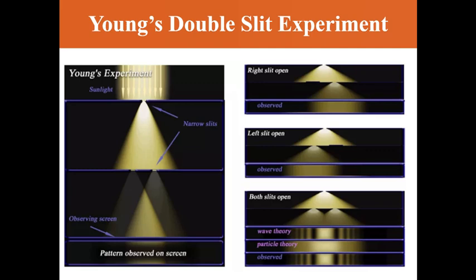If light was a particle, as you can see in the bottom graph, you would expect to see a fairly even band of light, brighter in the center where the cones of light from the slits overlap, and then it fades off towards the left and right sides as fewer particles can reach those areas.